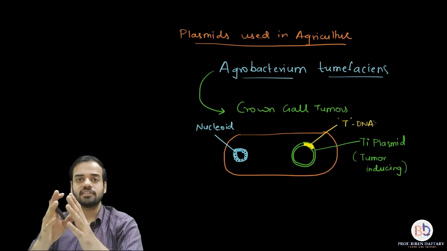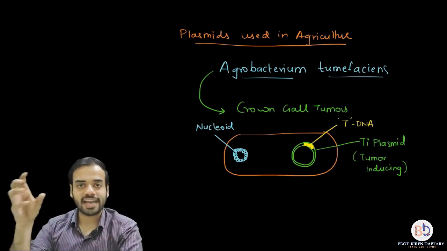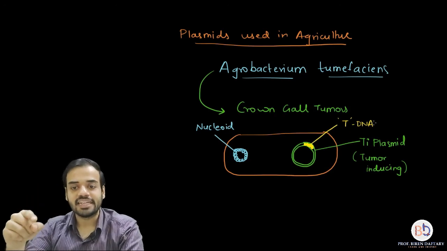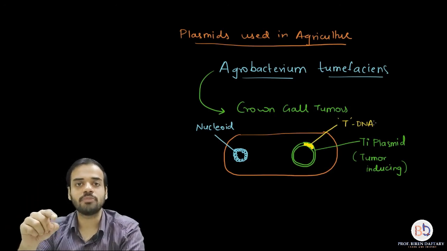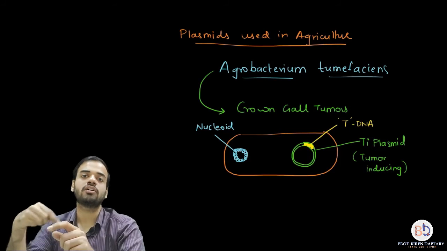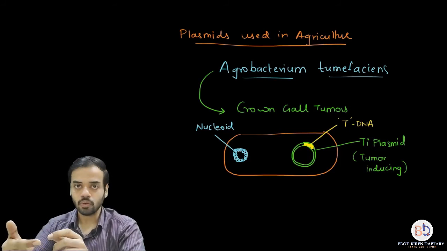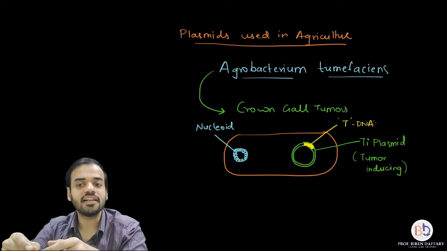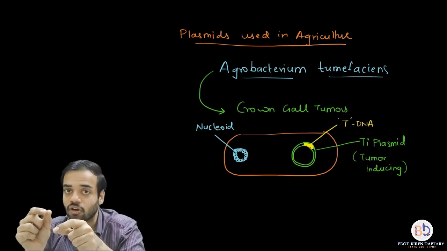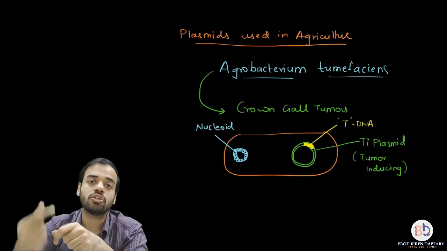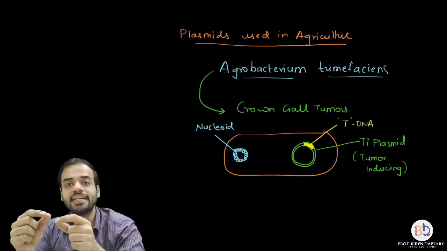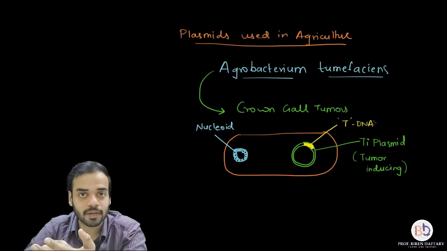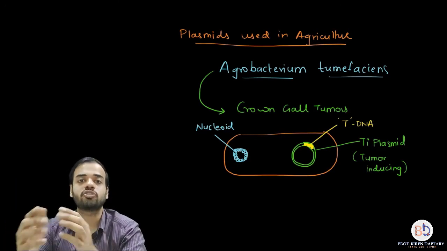Now pay attention. Whenever Agrobacterium infects a plant, it releases the Ti plasmid into the host cell. That plasmid releases the tDNA gene into the host chromosomes, and when the tDNA enters the chromosomes of the plant cell, it causes tumors to grow.